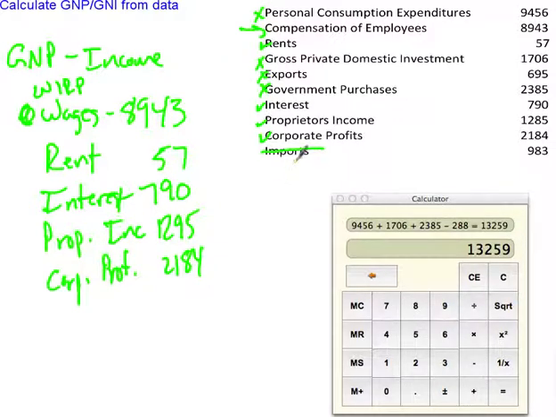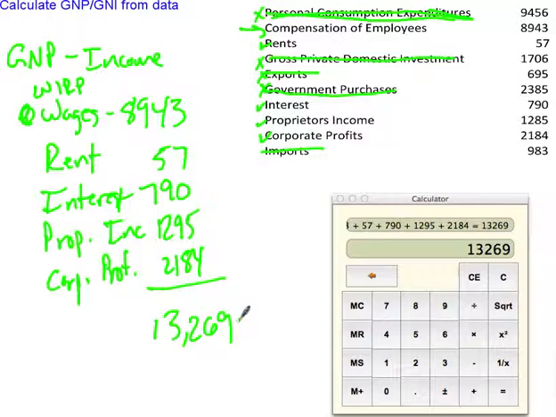Okay, imports aren't part of that, and so we cross that out, that out, that out, that out, and that out, and the remaining things is how you would calculate GNP. So let's see what we got. Okay, so we've got 8943 plus 57 plus 790 plus 1295 plus 2184, and we get 13,269. All right, and so that's how you calculate GNP using the income approach. All right, so that's that.